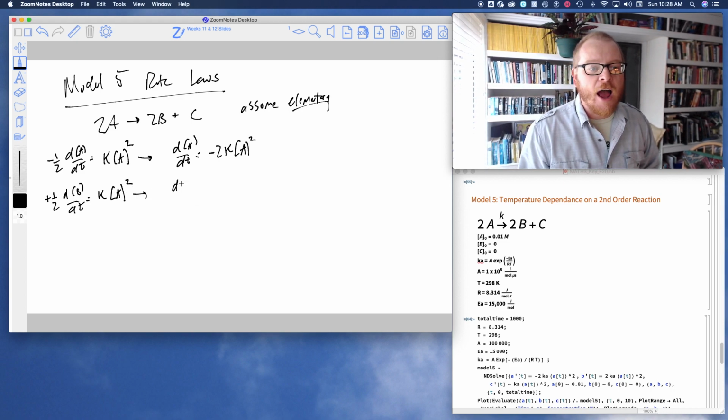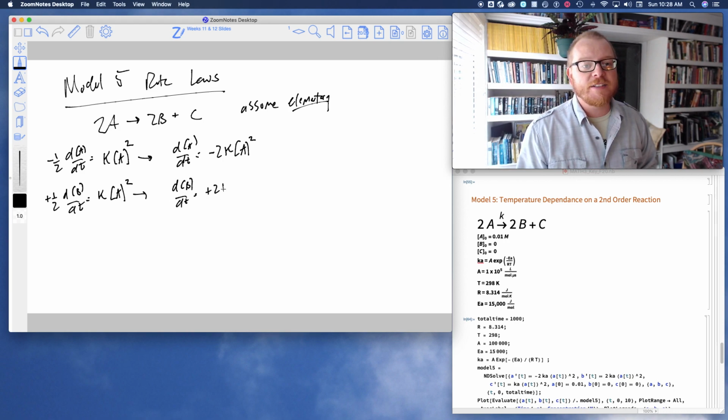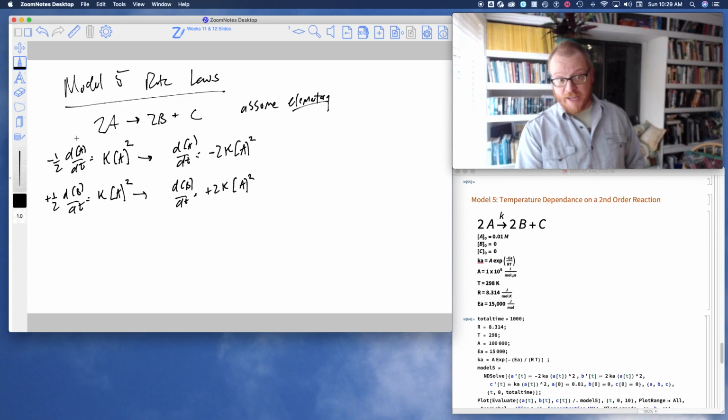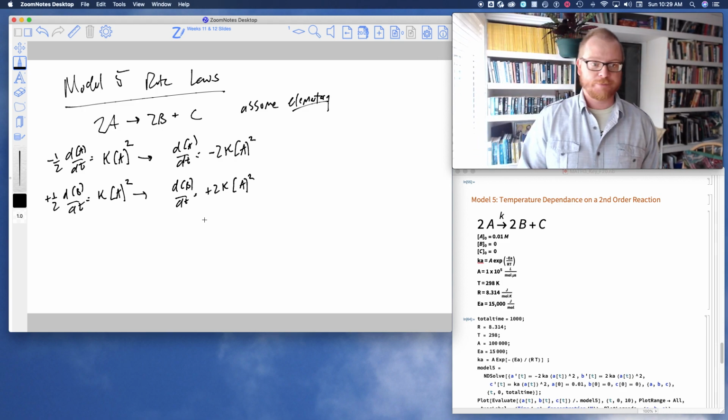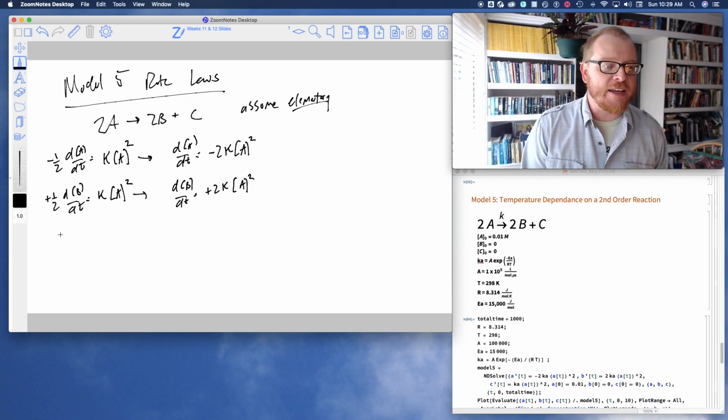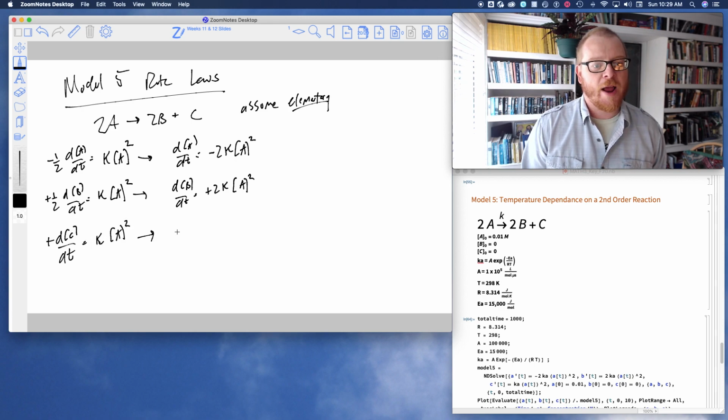And so what this means now is dB by dt equals positive 2K times A squared. And that makes sense because the stoichiometry, they both have the same stoichiometry. They should be equal and opposite rates. And then finally, C is just going to be positive dC by dt, which also equals K A squared, right? But now that just remains as dC dt equals positive K times A squared.